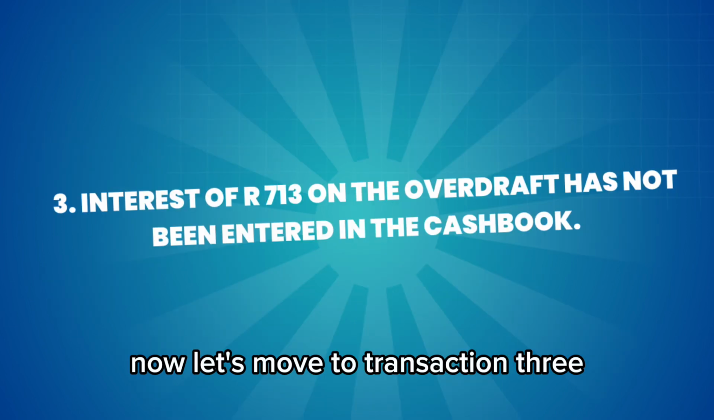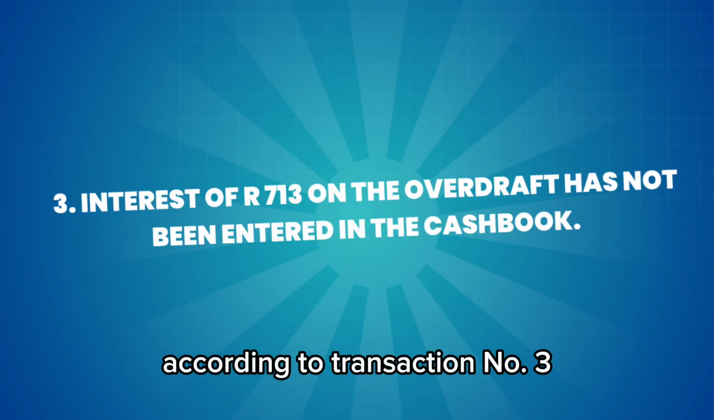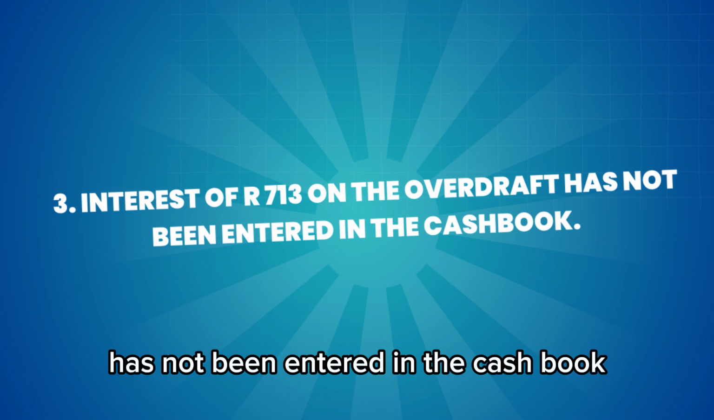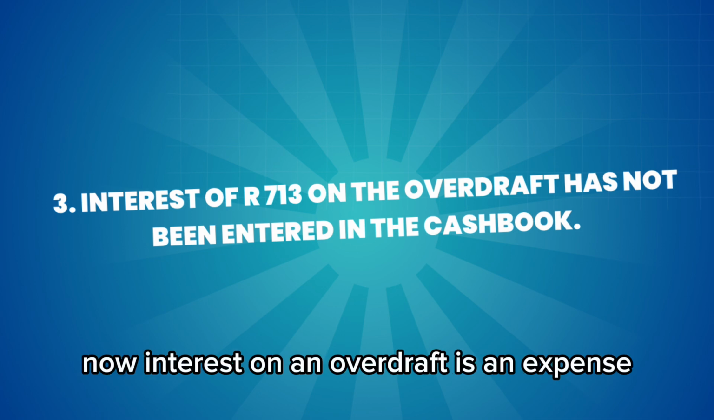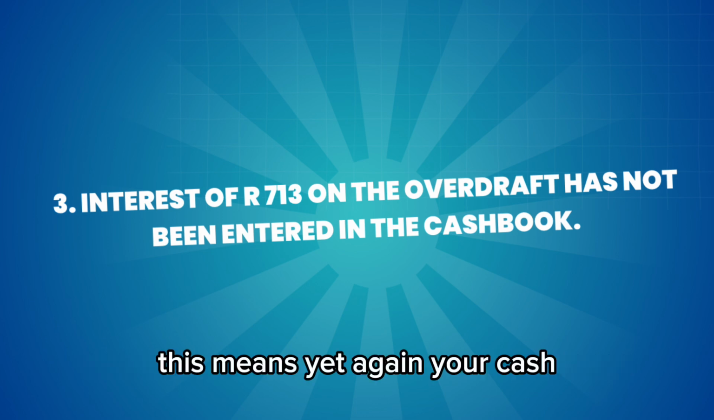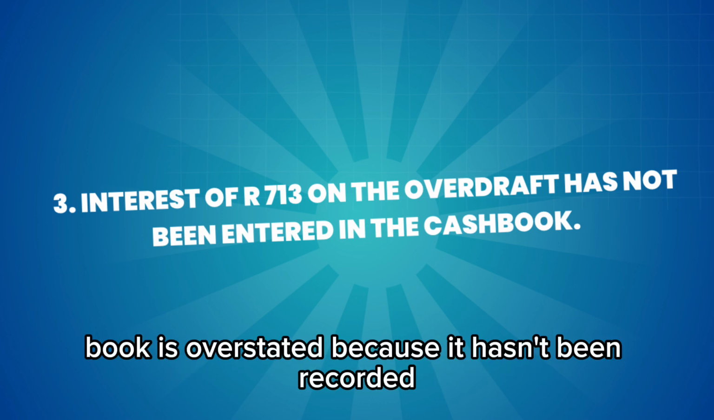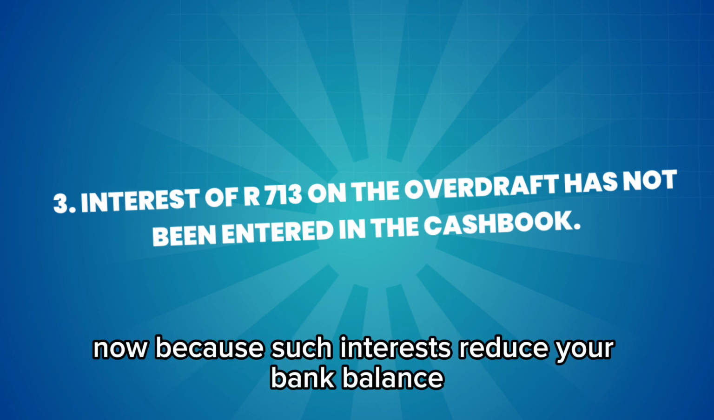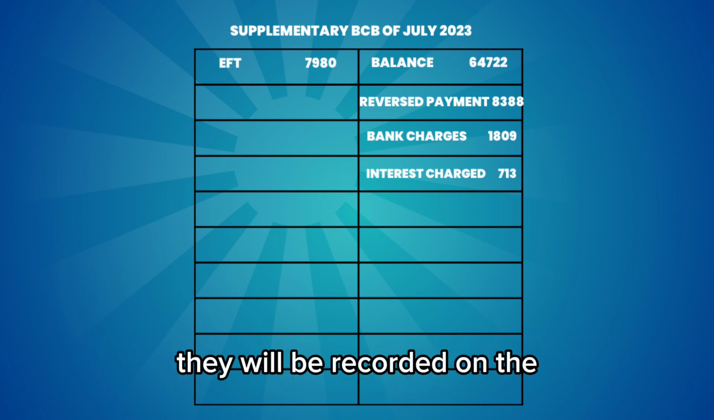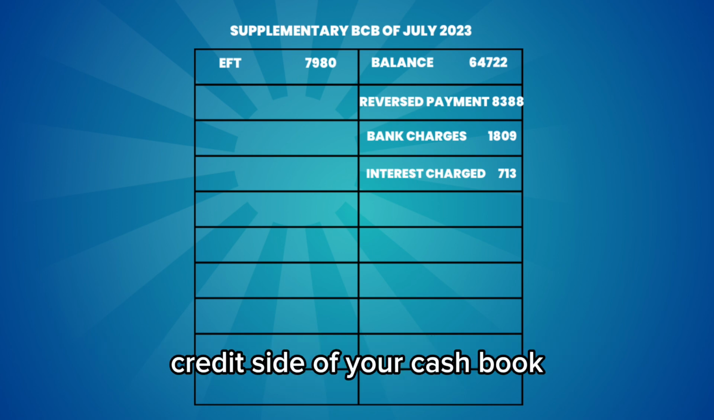Now let's move to transaction 3. According to transaction number 3, interest of 713 on the overdraft has not been entered in the cash book. Now, interest on an overdraft is an expense that reduces your bank balance. This means, yet again, your cash book is overstated because it hasn't been recorded. Because such interest reduces your bank balance, it will be recorded on the credit side of your cash book.